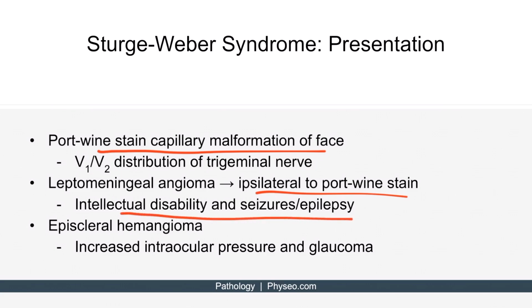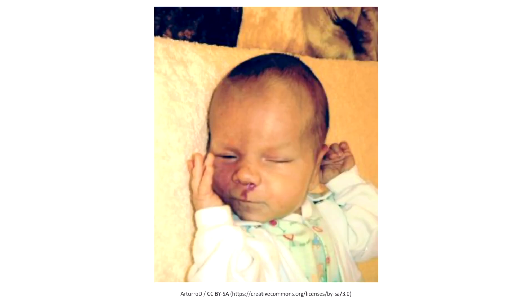The last major feature of this disorder are episcleral hemangiomas, causing increased intraocular pressure, leading to early onset glaucoma. Episcleral hemangiomas are simply hemangiomas overlying the sclera, or the white part of the eye. Here we see an image of an infant with Sturge-Weber syndrome. It's easy to appreciate the port wine stain on the infant's right face in a V1 to V2 distribution of the trigeminal nerve, right here.